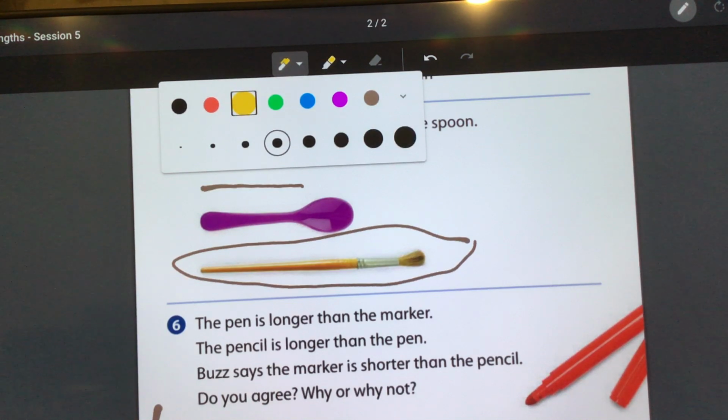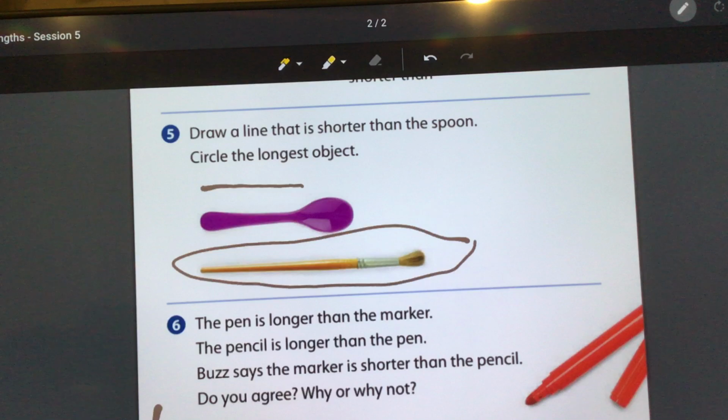What does it say? The pencil is longer than the pen. So my yellow line needs to be longer than my blue line. The pencil is longer than the pen. Buzz says the marker is shorter than the pencil. Do you agree? Is the red shorter than the yellow? Yes. We agree. Why? Because we drew our picture and it shows us that the pencil is longer and the marker is shorter.